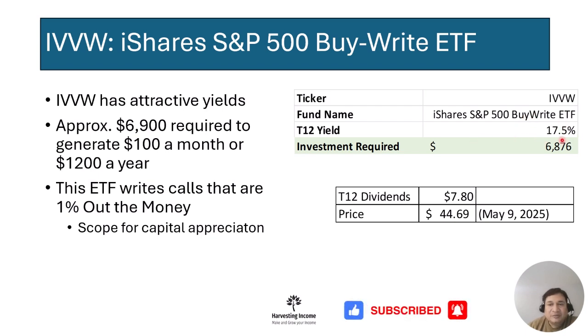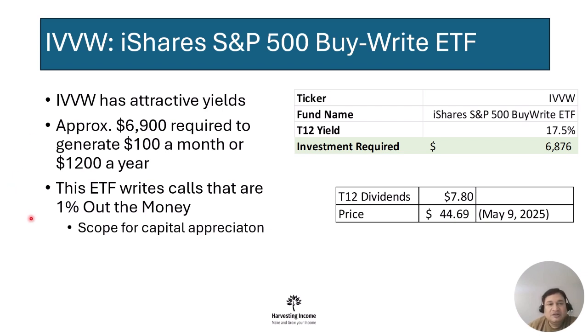So because the yield is much higher, the investment required is just about 6,900, like 6,876. So these are the salient features. IVVW has attractive yields, approximately $6,900 required to generate 100 a month or 1,200 a year.